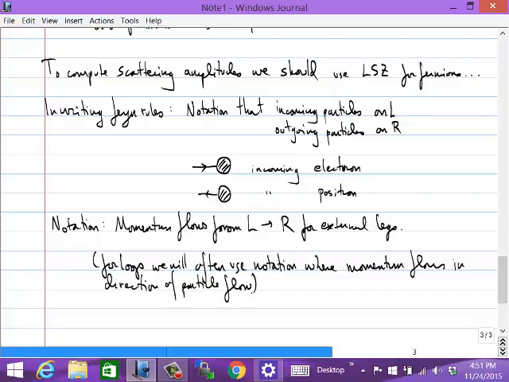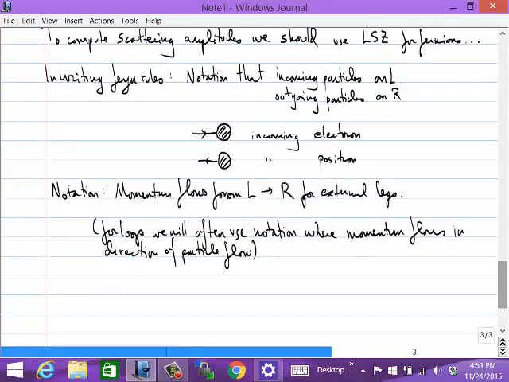So we're not going to be doing too many loop diagrams this semester, so this notation won't be too important for now. So without any further ado, we can go ahead and write down the Feynman rules.